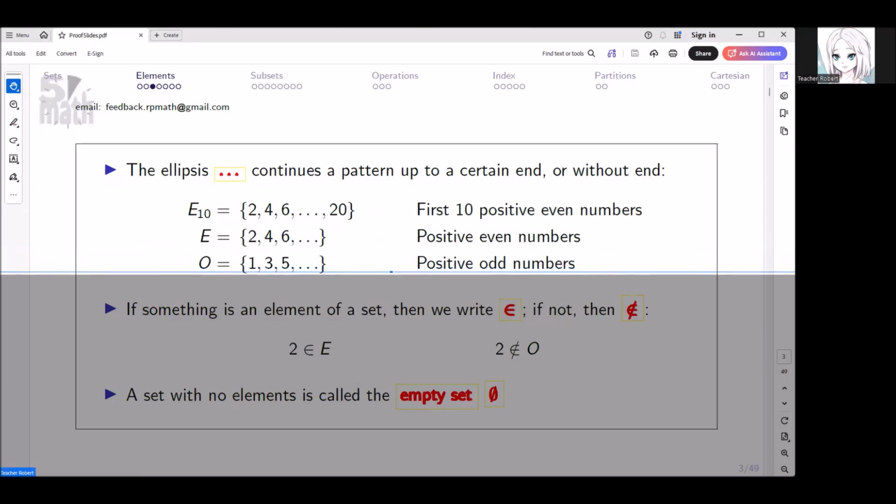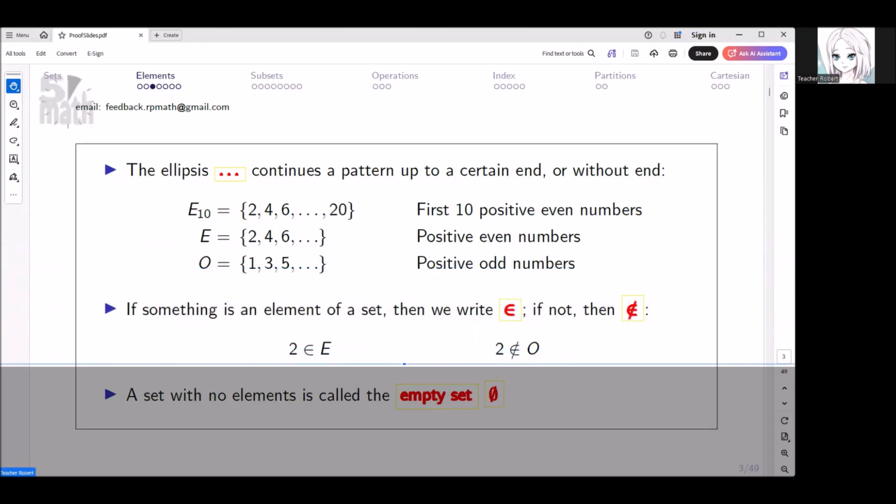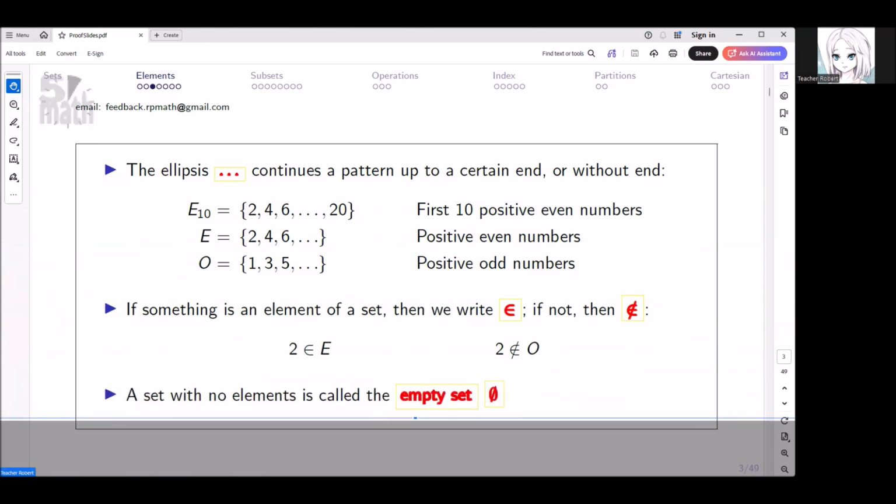positive odd numbers. If something is an element of a set, then we write this. If not, then that. 2 is an element of even, 2 is not an element of odd. A set with no elements is called the empty set.